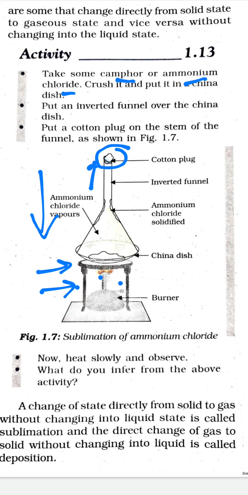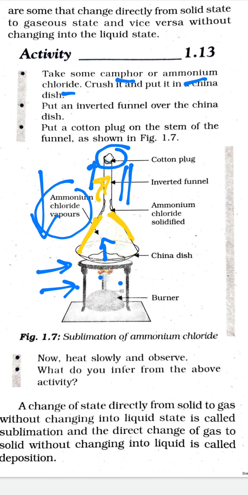What do we observe when we heat ammonium chloride? Slowly, we observe vapors of ammonium chloride in the funnel. These vapors, when they move up and come in contact with the cooler surface of the stem of the inverted funnel, solidify or change into the solid. So, solid ammonium chloride directly changes into the gaseous state, and the gaseous ammonium chloride vapors change back into the solid state in the funnel, the stem of the funnel. We also see it around this area also.